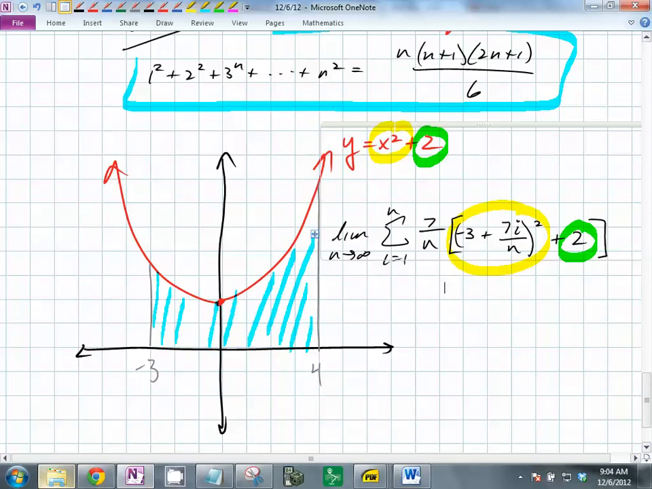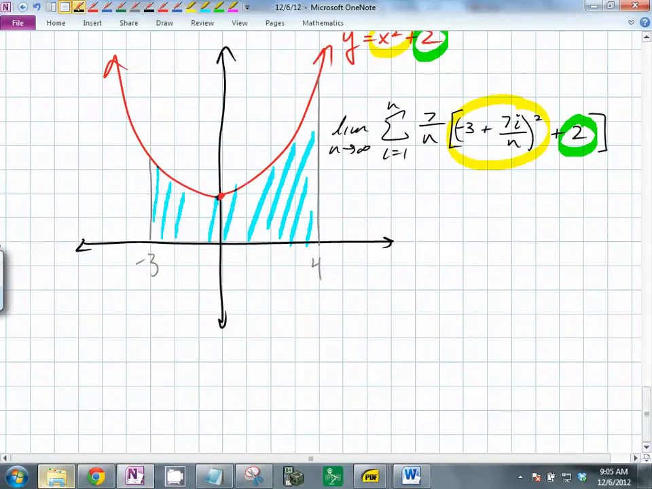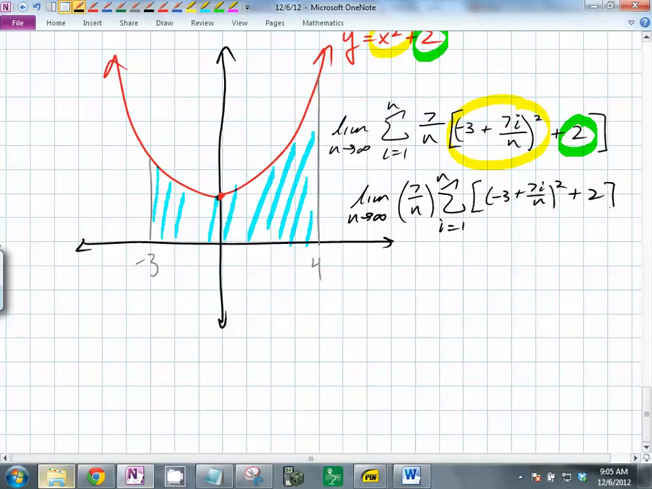The problem with these is either the example is way too easy or pretty hard. Not way too hard, but pretty hard. This is work, and you have to be able to do this. This is really important. One thing we can do is this. Well, not splitting it into 2. You're just writing it separately. It's the limit as n goes to infinity of 7 over n of this sum right here, i equals 1 to n of negative 3 plus 7i over n squared plus 2.